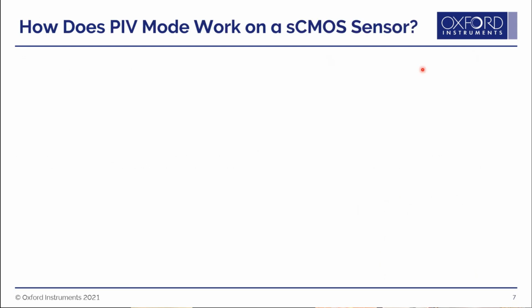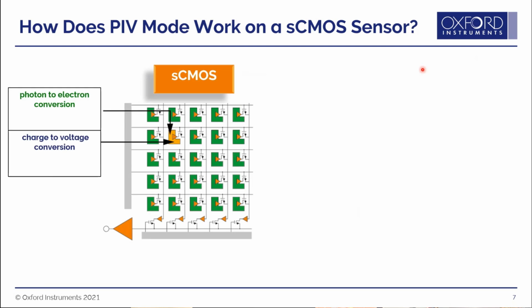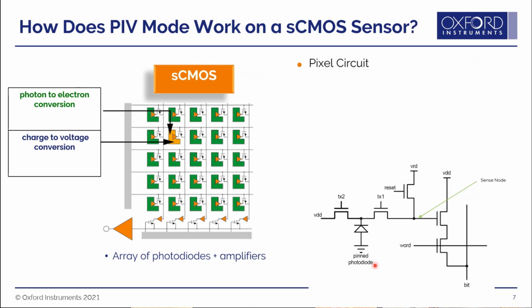So how does PIV mode actually work physically on an sCMOS sensor? I'm sure you've all seen this diagram that I've shown you a few times before of the layout of an sCMOS sensor, where you have this array of photodiodes and amplifiers and pixels. But, and I say this because it's important for understanding the timing, if we take a little bit of a deep dive into what's actually going on in the pixel, and I'm no engineer, so bear with me here, you have the diagram of the pixel circuitry. You have this pinned photodiode, which is effectively your pixel, and you also have this point here, which is your sense node, and between these you have a gate.